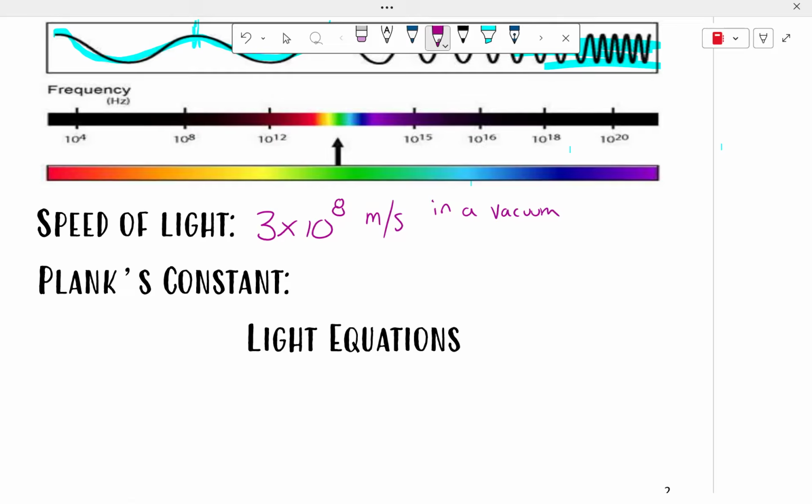Going along with that, we're going to have something called Planck's constant. Planck's constant is a consistent number we have of energy for a packet of light. It is 6.626 times 10 to the negative 34. We'll put some units on that in a moment, but again, this is our packet of light energy in joule per second.